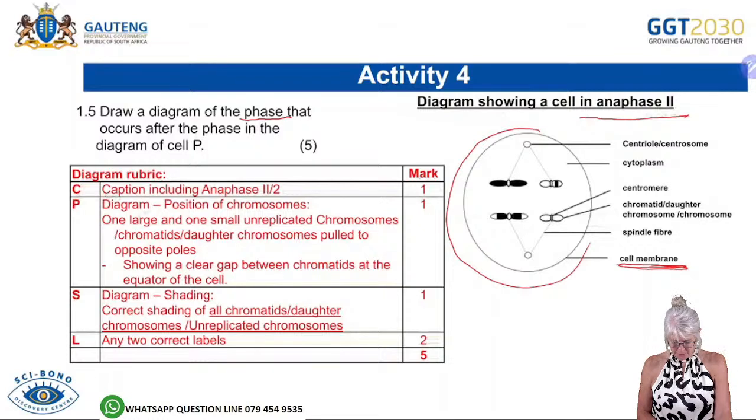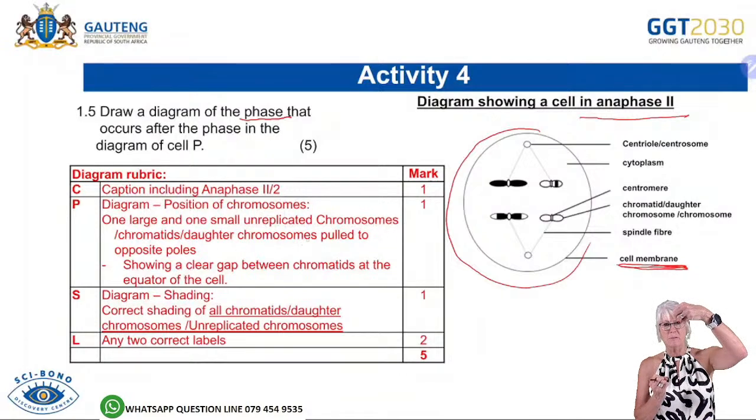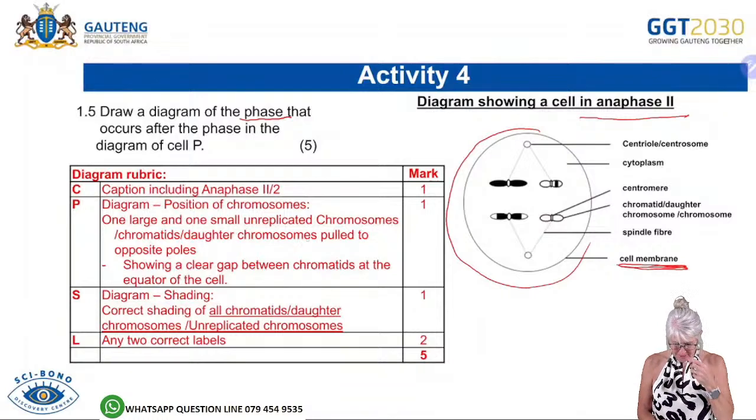Then secondly, the diagram. They're going to look at the position of the chromosomes. So they've got to be in a specific position. 1 large and 1 small unreplicated chromosome or chromatids or daughter chromosomes are being pulled to opposite poles. So they can't be together anymore, because that's not anaphase. All right, remember, apart or away means anaphase. Together is metaphase. All right, and then they say we must show a clear gap between the chromatids. So there must be this gap visible, that we can see that they are moving away. Okay, and then we get 1 mark for that.